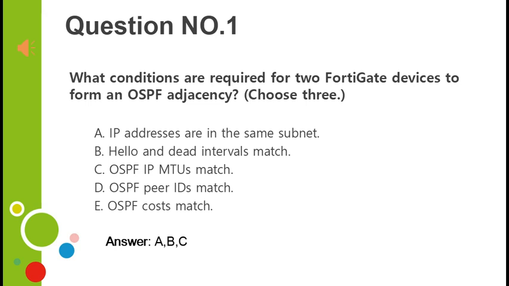What conditions are required for two FortiGate devices to form an OSPF adjacency? Choose 3. A. IP addresses are in the same subnet. B. Hello and dead intervals match. C. OSPF IP MTUs match. D. OSPF peer IDs match. E. OSPF costs match. Answer: A, B, C.